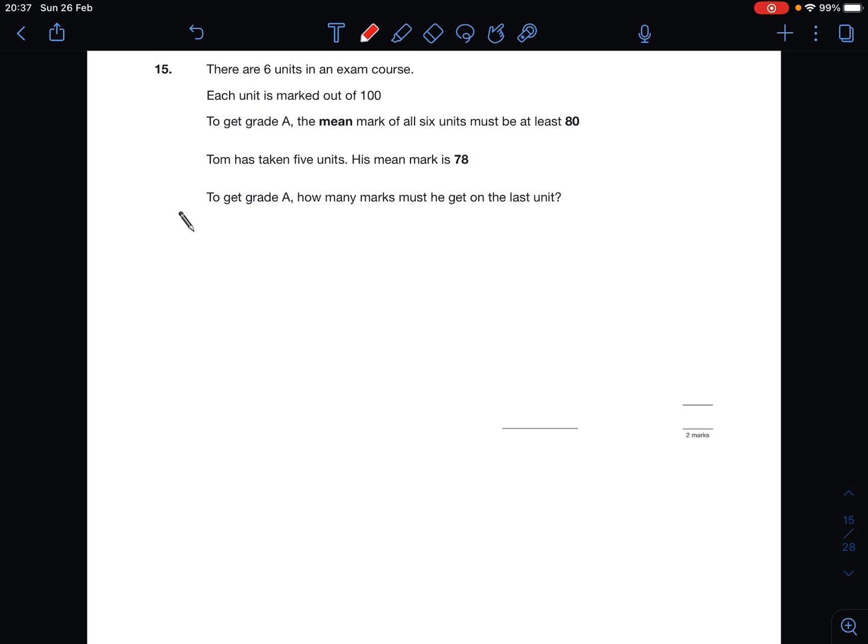Alright, we've looked at a lot of problems like these, so I'm going to go quite quick. Mean is total divided by amount. Right, so far he's taken 5 units and the mean mark is 78, so I'm going to do 78 times 5 to figure out how many marks he's got in total so far. 78 times 5 is 390.